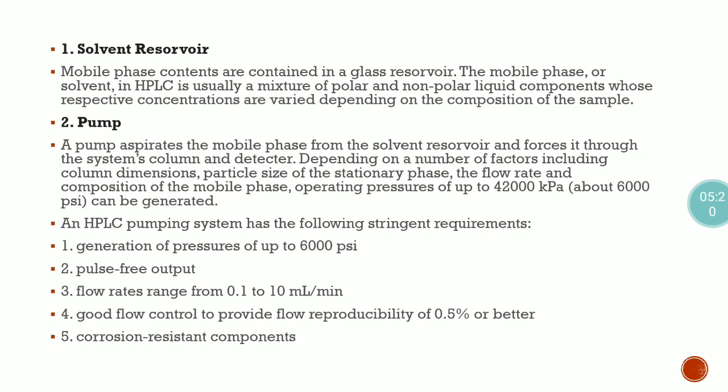Second one, pump. An HPLC pumping system has the following stringent requirements. First one is generation of pressure of up to 6000 psi. Second, pulse free output. Third, flow rates range from 0.1 to 10 milliliter per minute. Good flow control to provide flow reproducibility of 0.5% or better. Fourth, corrosion resistant components.